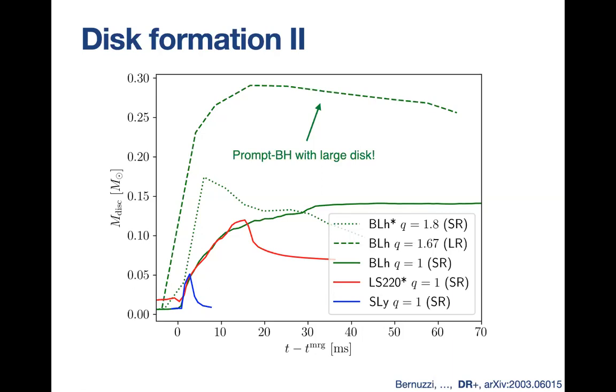And things are very different for prompt black hole formation. In this case, material starts to form a tidal tail even prior to merger, and the black hole forms from the accretion onto the primary star, which is already very massive, so it collapses to a black hole, and then the disk just accretes with time.